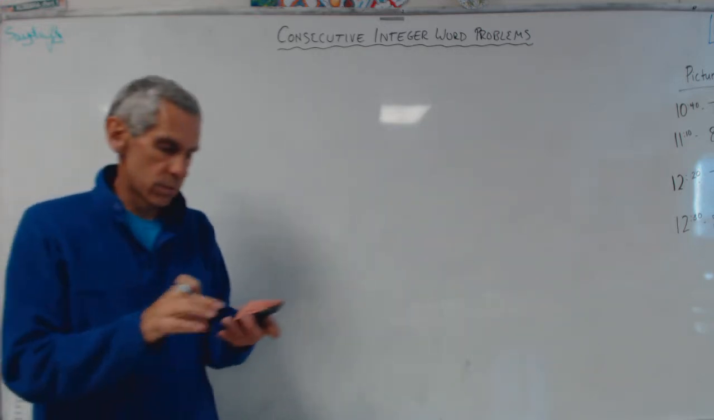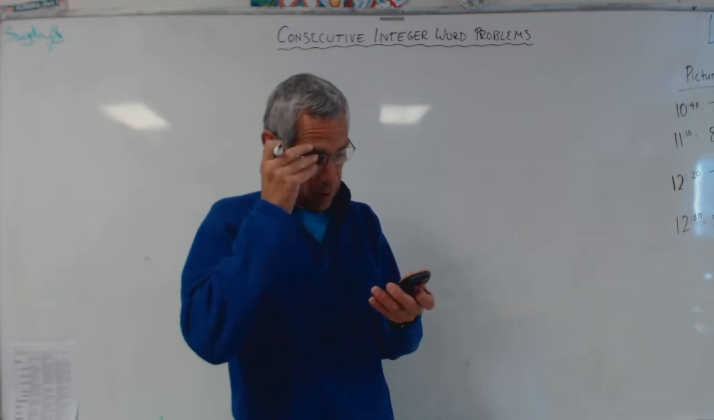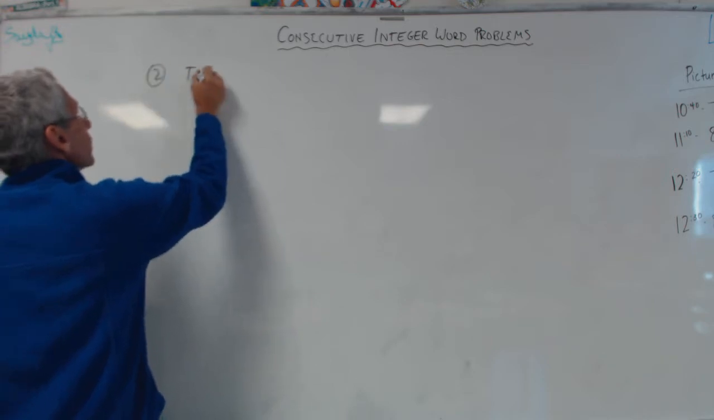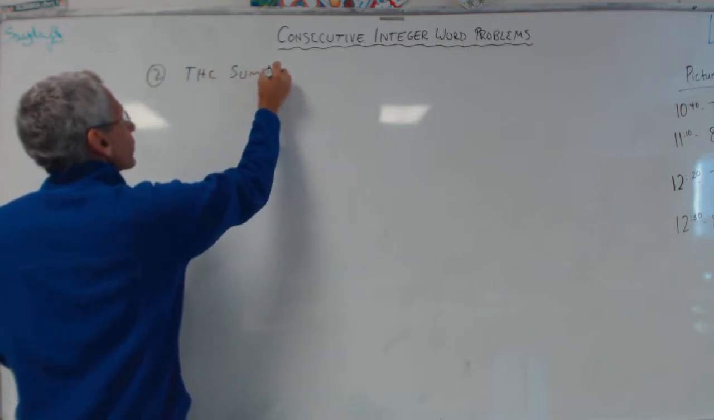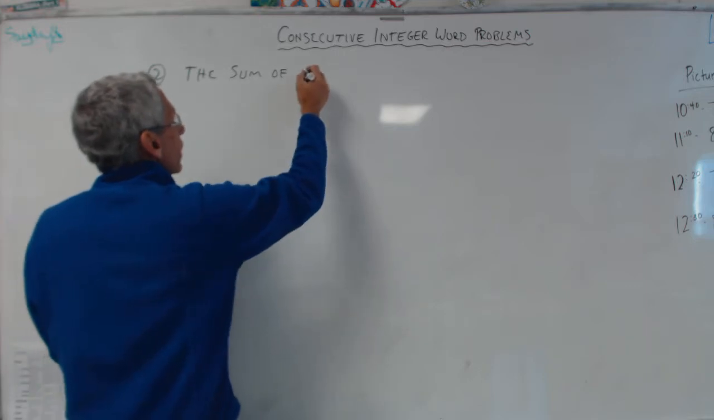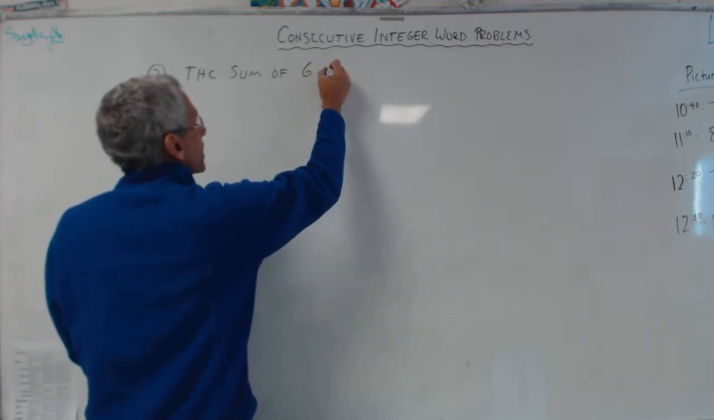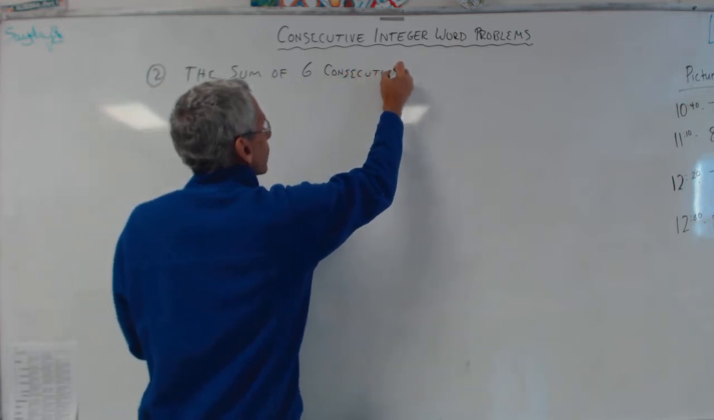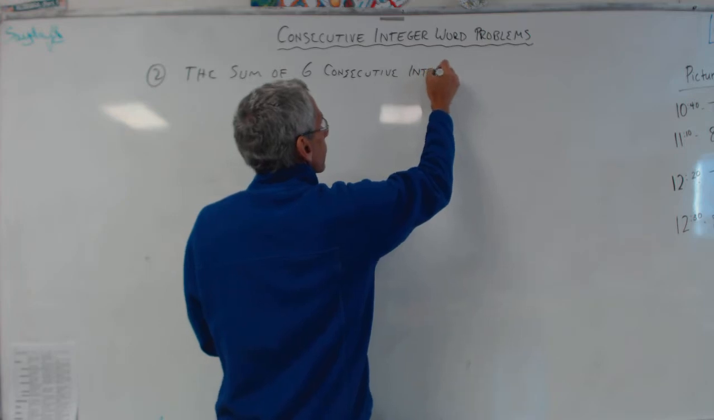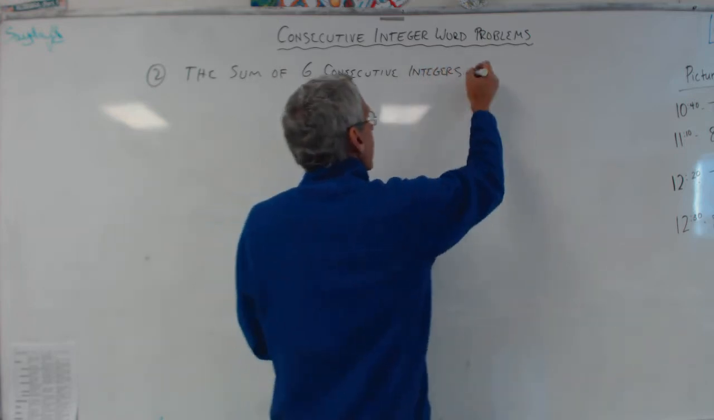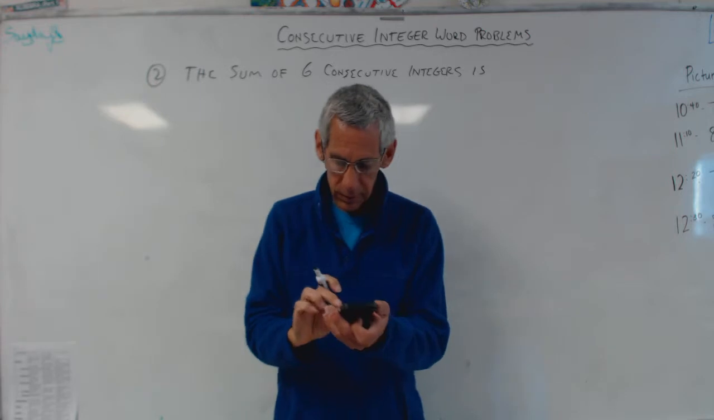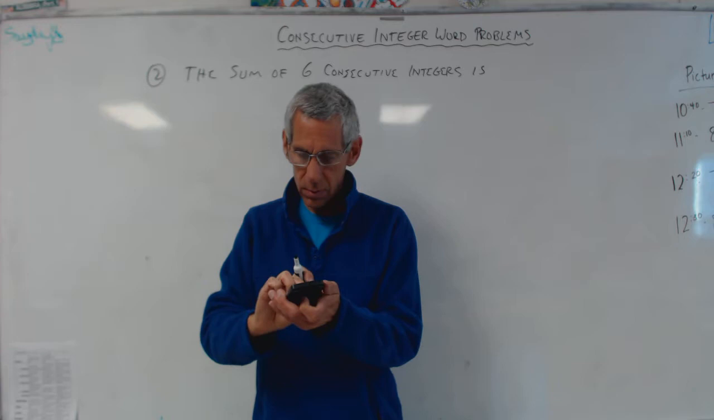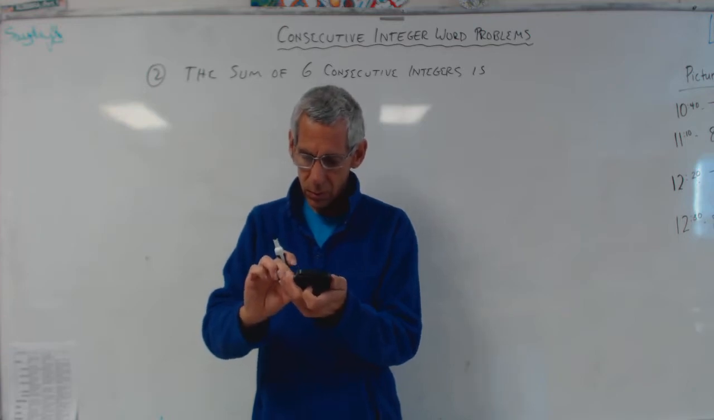Let's see. Let's do the sum. This is number 2. The sum of 6 consecutive integers is, let's see here. Where's my plus sign?